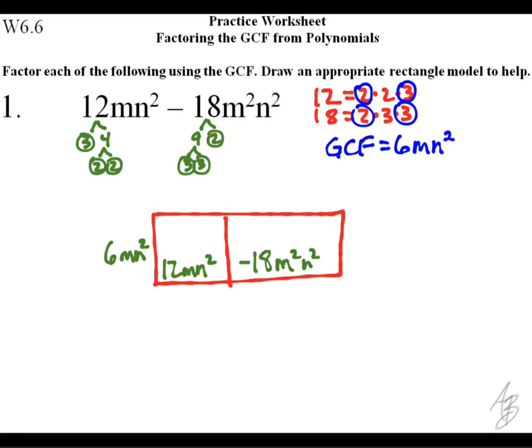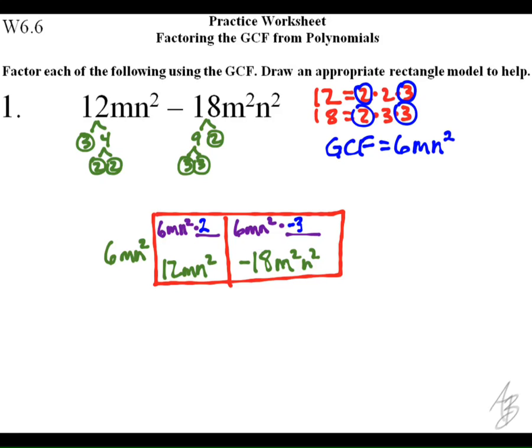All right, so now to get each of the areas, we're going to take 6mn squared times something, and 6mn squared times something. What do we multiply by 6 to get 12? 2. Do we need any more m's? Do we need any more n's? No, so it's just going to be just 2.